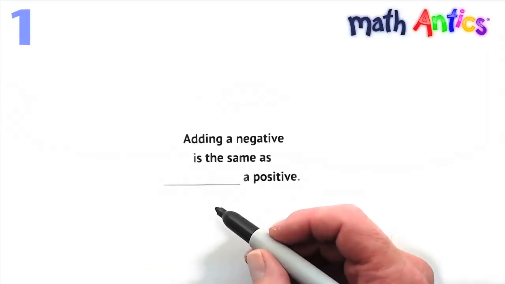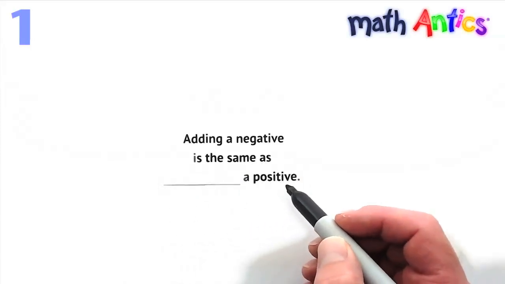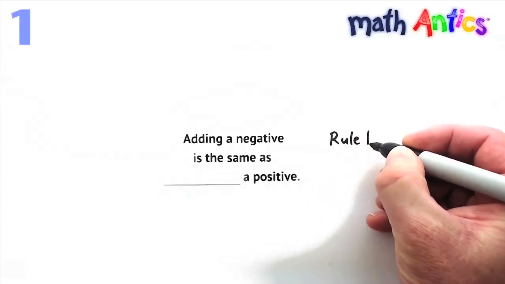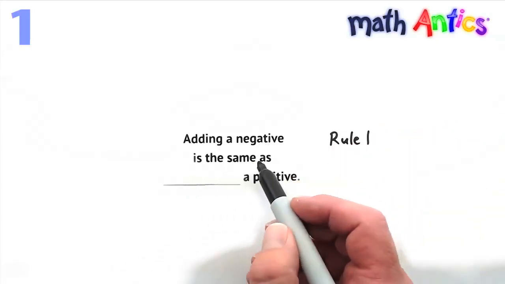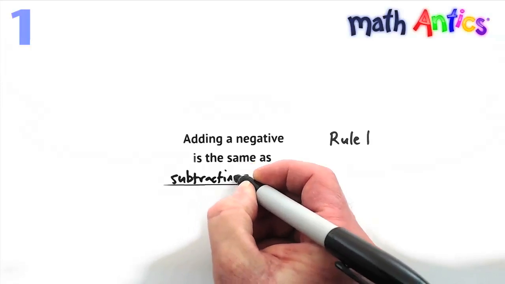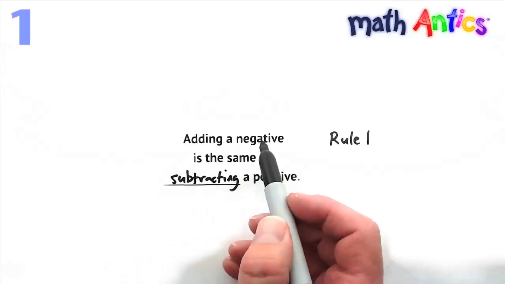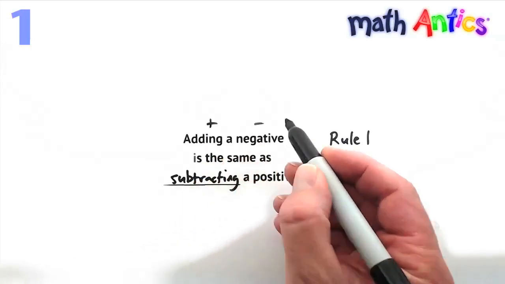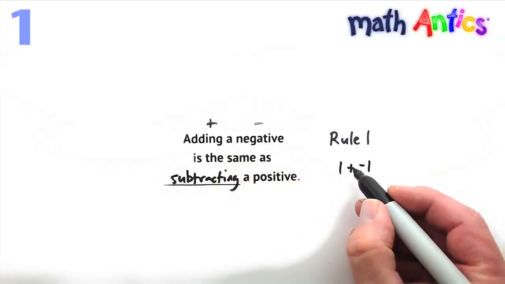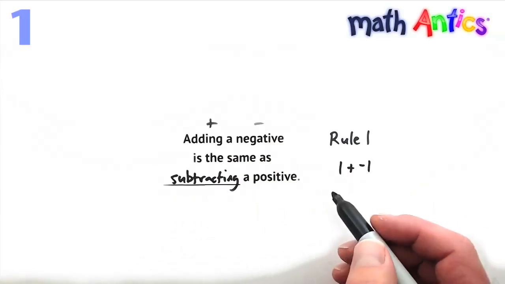Our first problem is a fill in the blank, and it says adding a negative is the same as blank a positive. Now, this comes from what we called rule number 1 in the video, which says that adding a negative is the same as subtracting a positive. And what that rule means in math is that if you ever are adding a negative where you have a plus minus in a problem, like say you have the problem 1 plus -1, you can just change that into subtraction, which is a problem you already know how to solve.